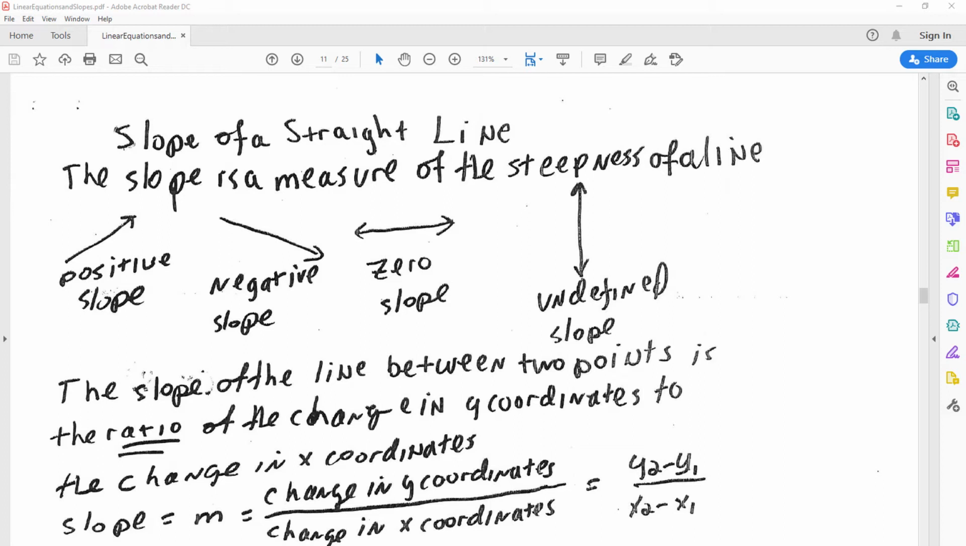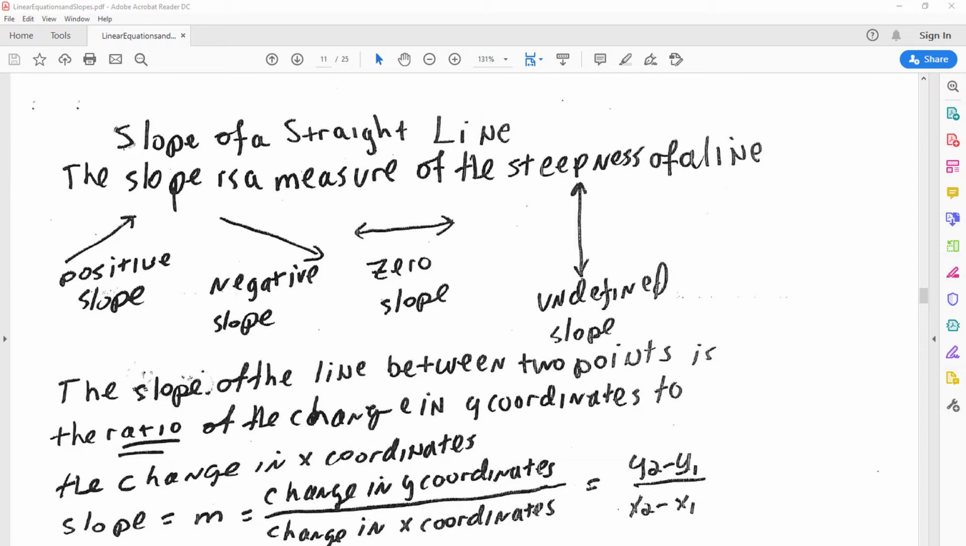If you go from left to right and we see that the line is decreasing, we say that it has a negative slope. If you go from left to right and there's no change, it doesn't slope upward or downward, it stays level, it has zero slope. If a left or right does not exist, then the slope is undefined and it is a vertical line in that case.